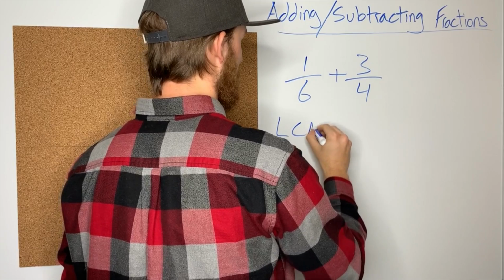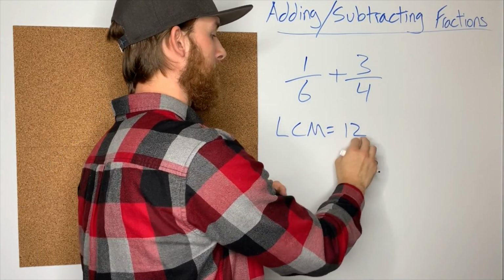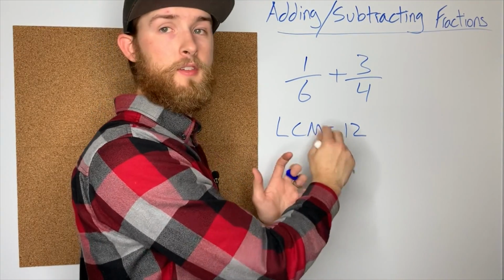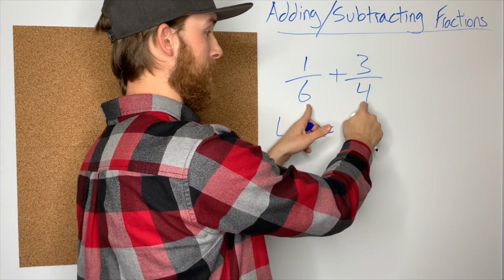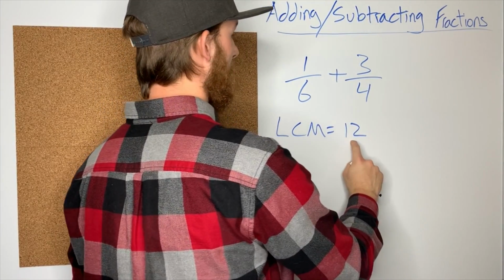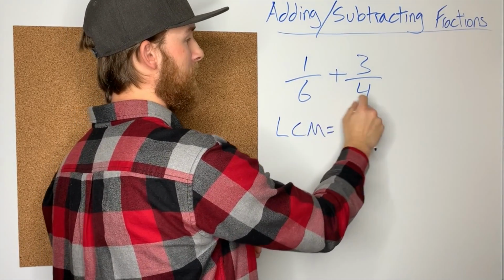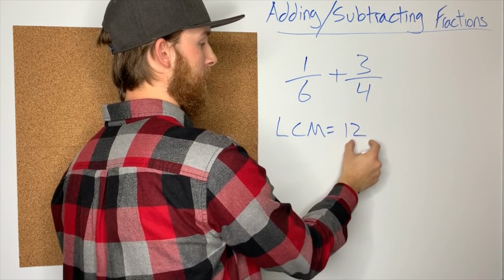In order to make these two denominators the same, we'll find the LCM, and in this case it is equal to 12. Again, the reason this is the LCM is because this is the smallest number that both of these numbers can go into, that can be divided into. With this information, all we need to do is find out what we need to multiply each of these denominators by in order to get this number.